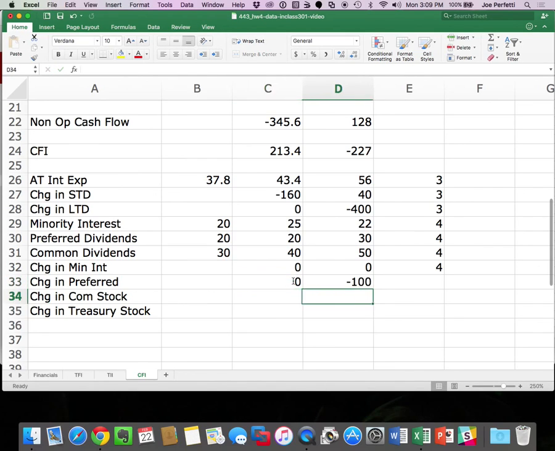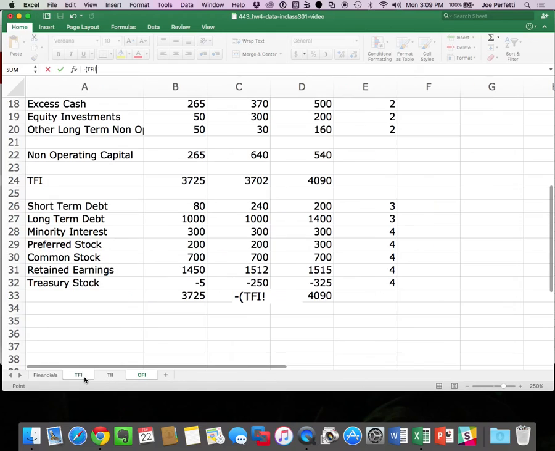There we go. And that's my 4. And then same thing with issuing and buying back common shares. If I issue common stock, same thing. It's like issuing new debt. So minus, I'm going to start that. Current minus previous.